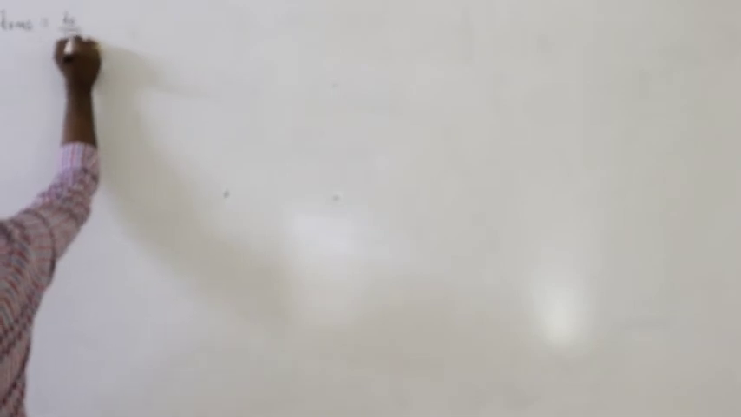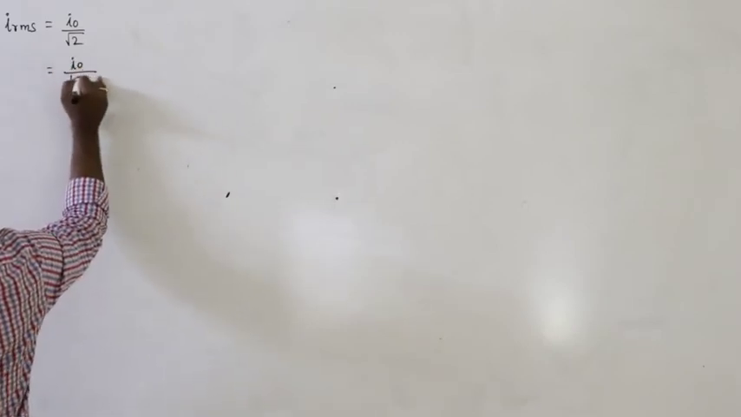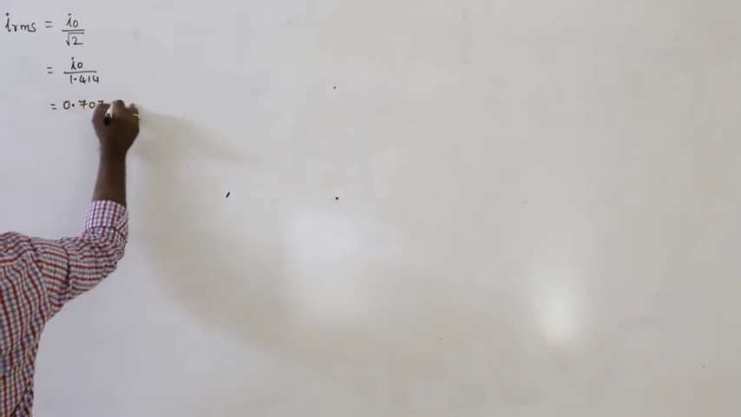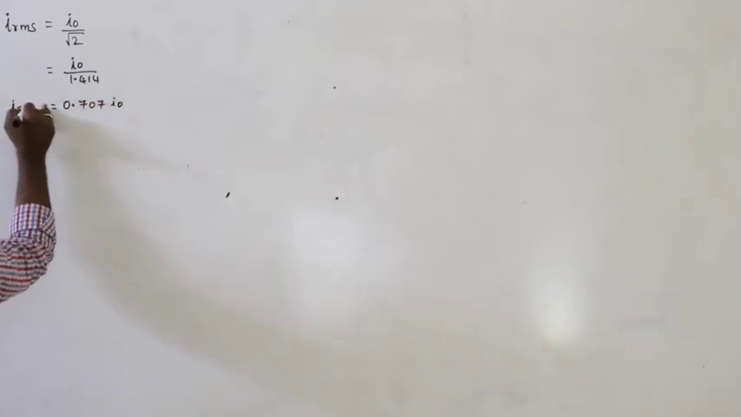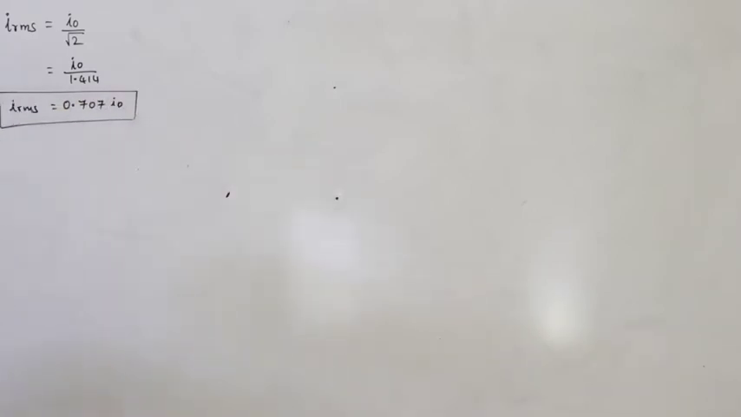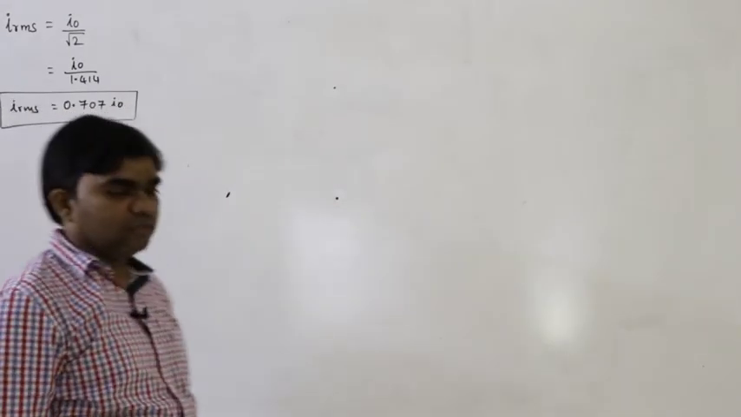So, next, I RMS is equal to I naught by root 2. Root 2 value is 1.414, so that is 0.707 I naught. So RMS current is equal to 0.707 times the peak value of current, or 70% of the peak value of current.